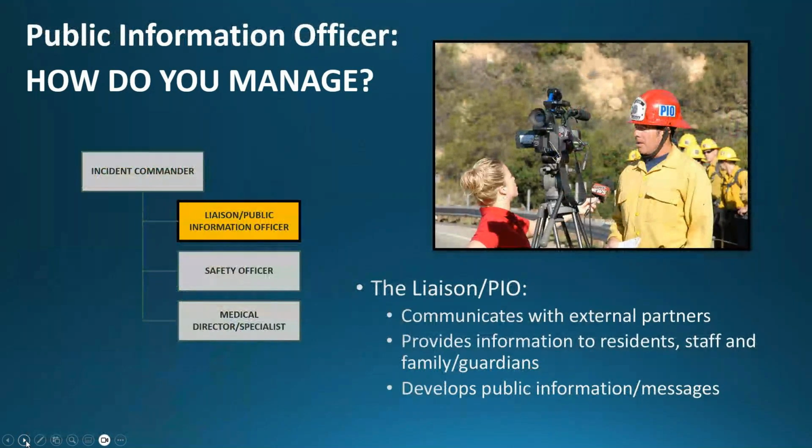Let's talk about the liaison and public information officer. I mentioned that I'm a liaison to Cal OES and CDC, and that just means that I communicate with those external partners in the event of a disaster. And so you would have somebody assigned to this role to communicate with external partners, whether that's gathering information or getting on ReadyNet and submitting information. Things like that. Creating messaging to go out to residents and staff and family and guardians, to the ombudsman, to licensing, and then develops any public information and messages.